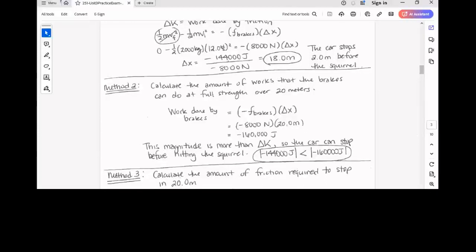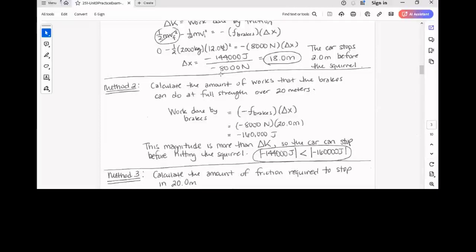So method 2. If I calculate the amount of work that the brakes can do at full strength over 20 meters, if that amount of work is larger in magnitude than the change in kinetic energy, I know that the car stops in time. If it's equal, I would know that the car stops at exactly 20 meters. And if it's more, that would mean that the car needs a distance greater than 20 meters to come to rest. So the work done by the brakes is just the magnitude and direction of the force that the brakes provide, so negative 8,000 newtons, times delta x, which is the distance between the car and the squirrel. I end up with negative 160,000 joules.